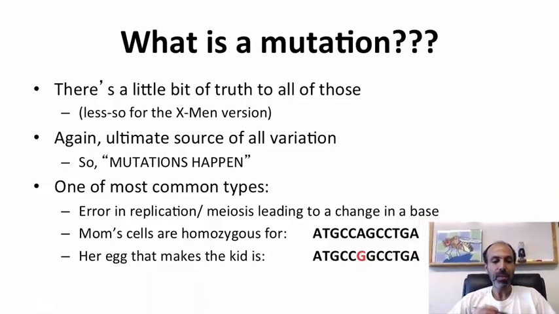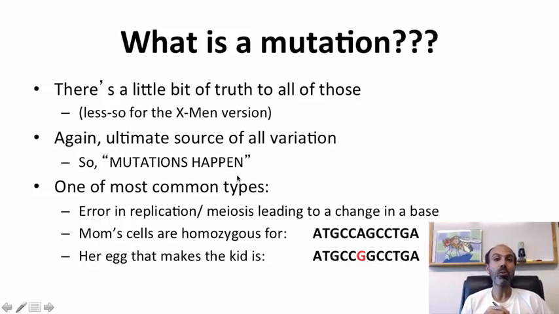Now, honestly, there's a little bit of truth to all those definitions, though less so for obviously the X-Men version. But again, the ultimate source of all variation is mutation. It is any sort of change in the genetic code. Okay? So you can think of it this way, that mutations happen, and they happen a lot.